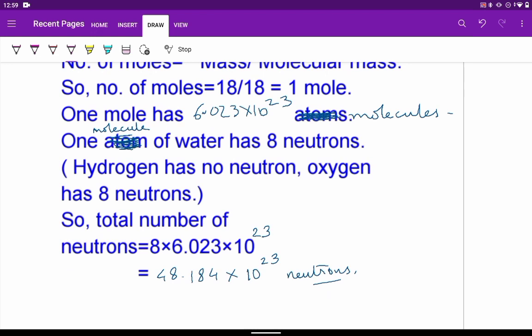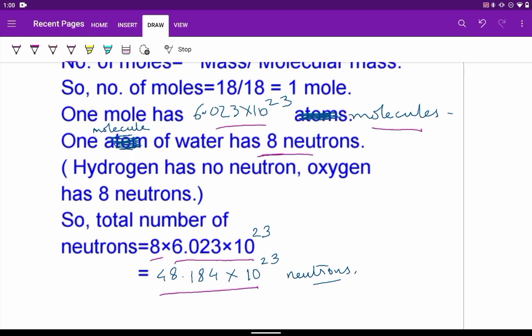And 1 mole of water will have 6.023 into 10 to the power 23 molecules of water. Now for 1 molecule of water, there are 8 neutrons, because in water, H2O, hydrogen has no neutron, oxygen has 8 neutrons. So the total number of neutrons will be how much? The total number of molecules is 6.023 into 10 to the power 23, multiplied by the number of neutrons in 1 molecule. We have to multiply by 8. Why are we multiplying with 8? Because in 1 molecule of water there are 8 neutrons. On multiplying, we get 48.184 into 10 to the power 23 neutrons.